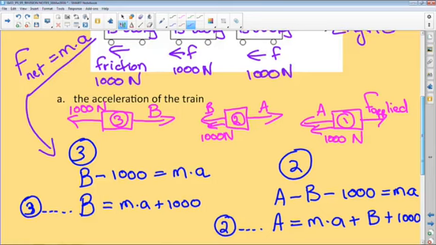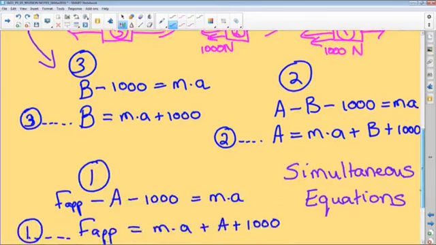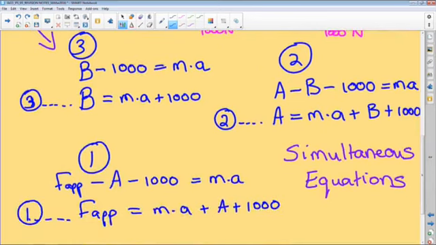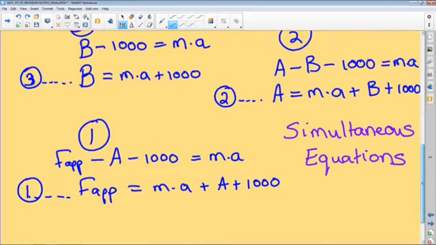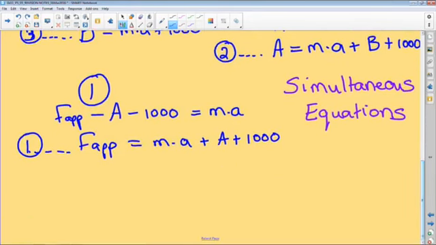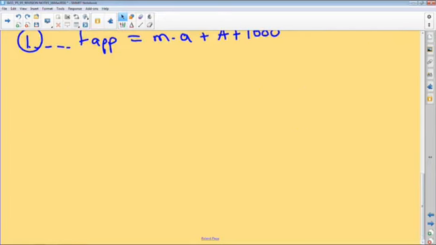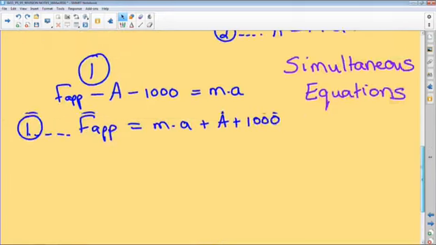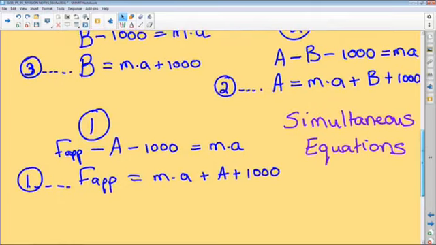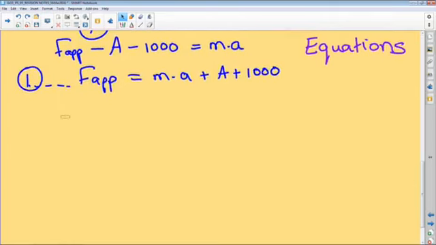Now, let's look at what we've actually been asked to do. We've been asked to calculate the acceleration of the train. And we have to use our 3 equations here. Okay? So each one of them has got A in it. But we are going to need to try and solve for A. So let's just start with number 3. I'm going to do a few substitutions into number 3. So B equals MA plus 1000. So this is number 3.